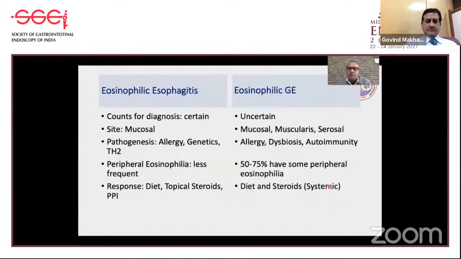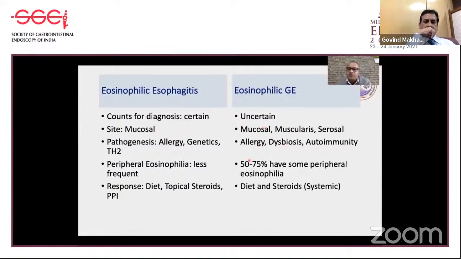Now, there are a few differences between eosinophilic esophagitis and gastroenteritis. Esophagitis is primarily recognized as a mucosal disease, but we know that gastroenteritis could involve the mucosa or the muscularis or even the serosa. The counts for diagnosis of esophagitis are pretty certain. More than 15 is consistent with eosinophilic esophagitis, but not so for gastroenteritis. In fact, they are variable, and there is a lot of debate about the actual cutoffs.